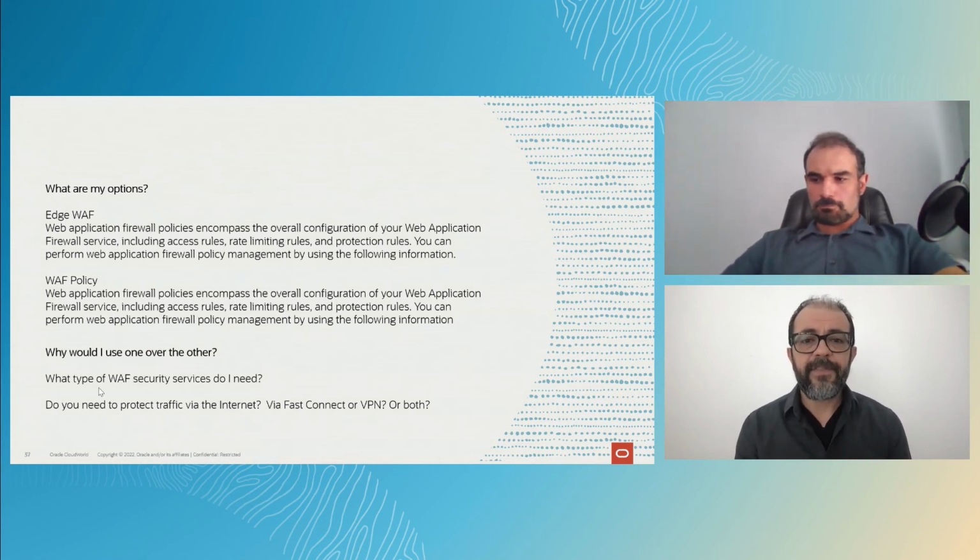Well, there's two different types of WAF policies that we can leverage. One is referred to as an edge policy, while the other one is referred to as a WAF policy. Edge policies are configured at the edge of OCI and your VCN boundary, and are configured within your tenancy, whereas WAF policies are integrated with OCI's application load balancing service.